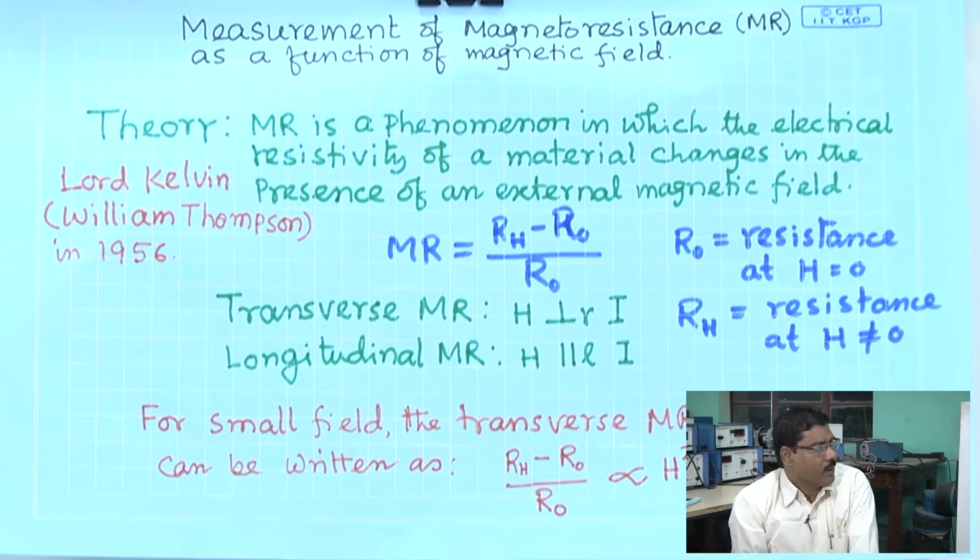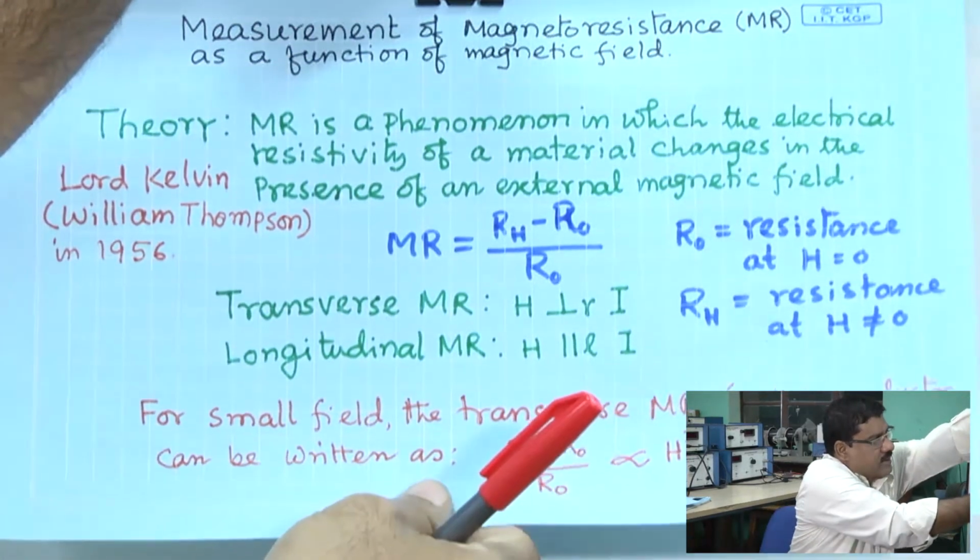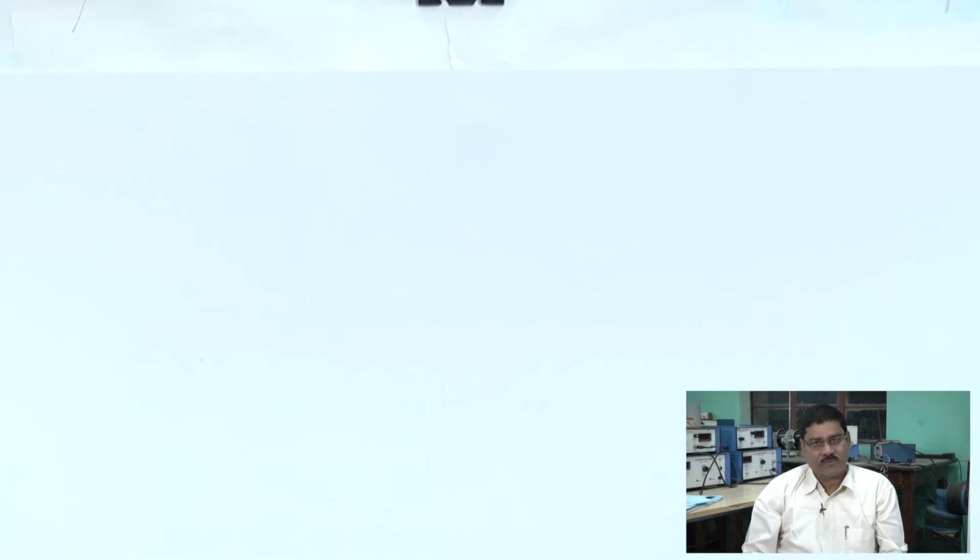So, for this experiment, what do we need? We need basically a constant current source. For the sample current, we will apply a constant current in the sample, and then we will measure the voltage drop across the sample. So, we need a voltmeter, we will use a nanovoltmeter or microvoltmeter.